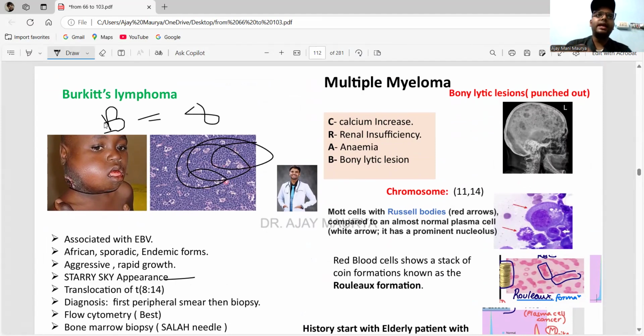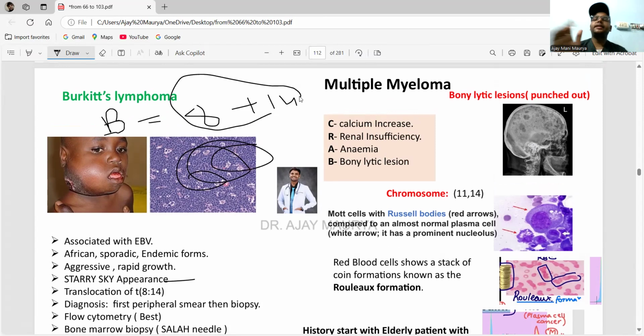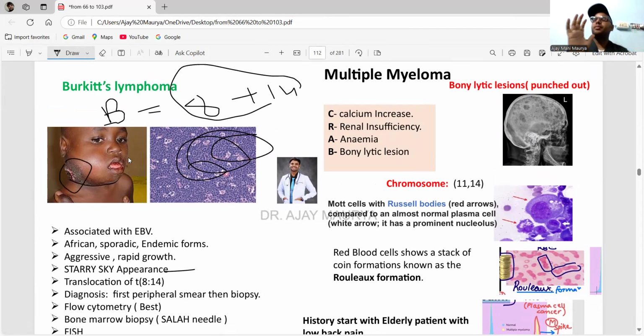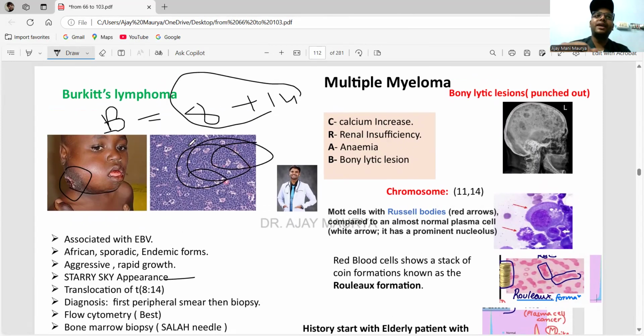So it is 8 plus 14. Remember 8;14. It is the translocation of 8 comma 14. This is Burkitt lymphoma. They will give the image also. For Burkitt lymphoma, always see the question, where they mention the translocation of which chromosome: translocation of 14. Remember B for 8;14.